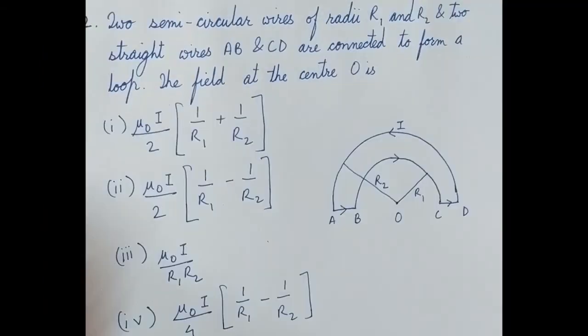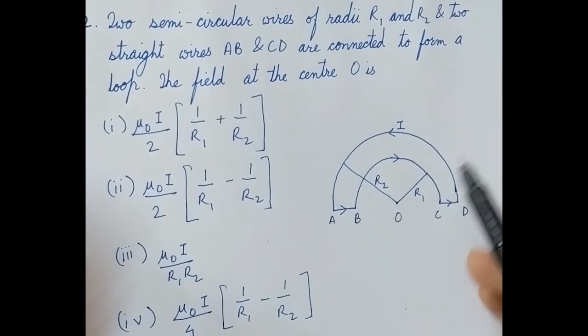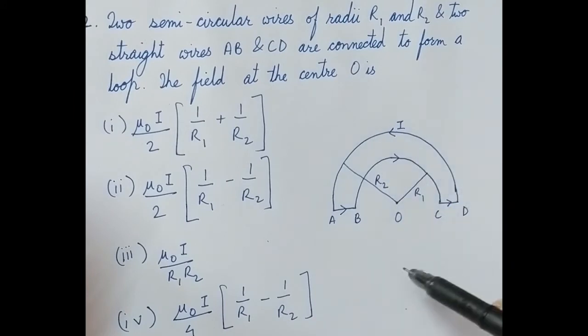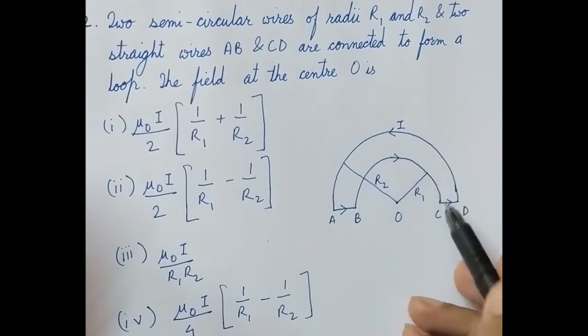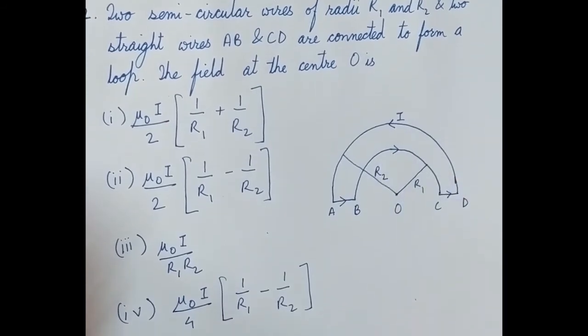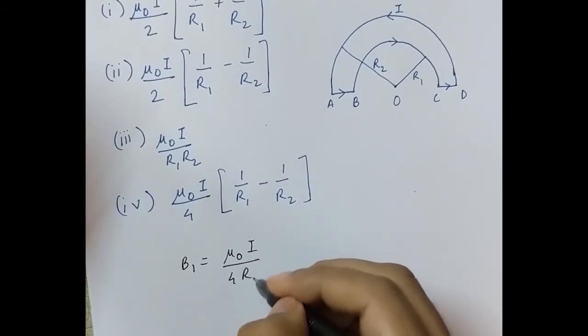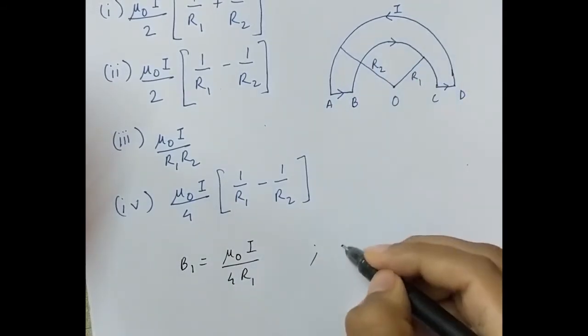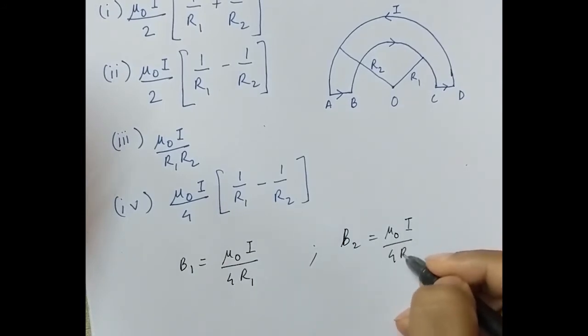Let's move on to the next one. For our second sum, it says that you have two semicircular wires and two straight wires, and you need to find the magnetic field at the central point. We know that for a circular loop, the magnetic field formula is B is equal to mu naught I divided by 2R. If it's a semicircle, the magnetic field formula is mu naught I divided by 4R. So let's find the magnetic field for the first wire. Say this is R1. So B1 would be equal to mu naught I divided by 4R1. And for the larger circle, B2 is mu naught I divided by 4R2.